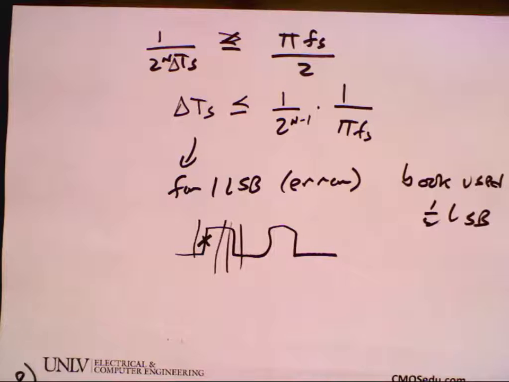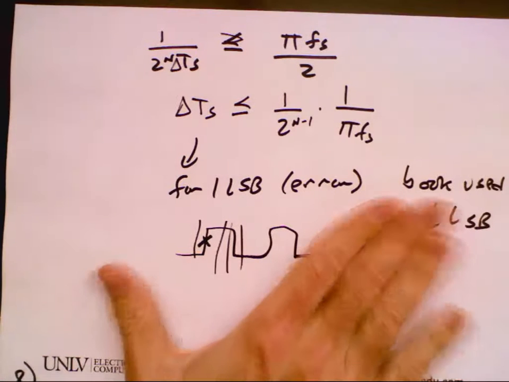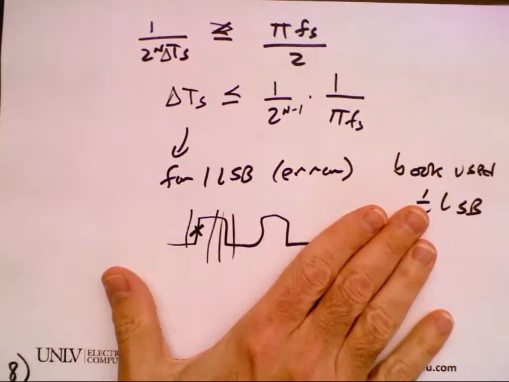This is one of the reasons in some of the real high resolution data converters, they use laser triggers, because you can generate laser pulses with less jitter than you can a lot of times the electrical pulses. So this is not just applicable here, it's applicable in optics too when you're making measurements.